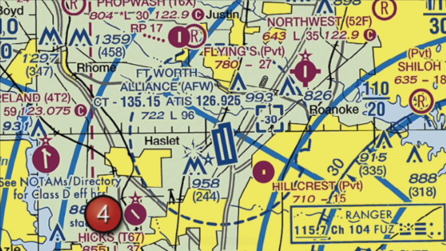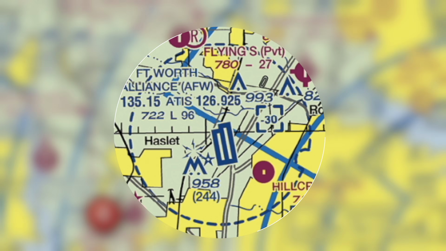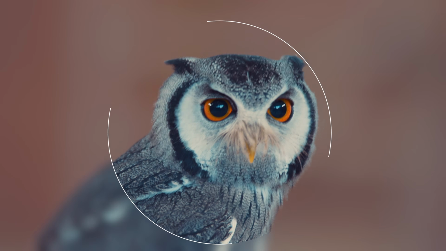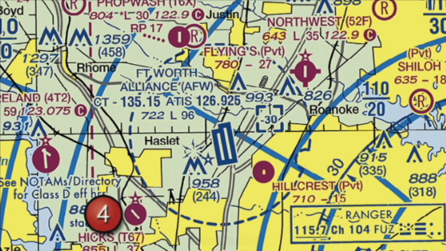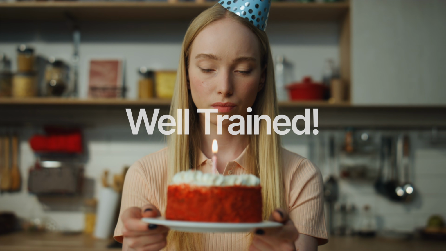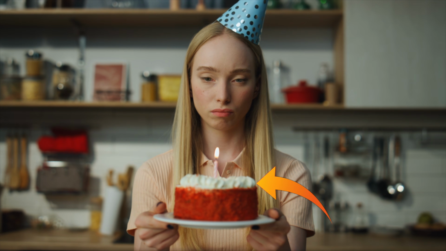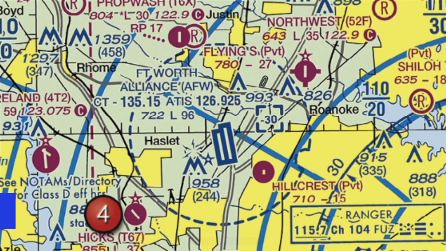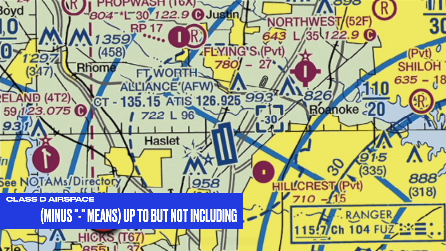For example, Figure 25, Area 4, Fort Worth Alliance, AFW Airfield, Class D airspace. What is the vertical limit or the ceiling of that airspace? Immediately, your eyes should be scanning for a number with a blue box around it. And if you're a sharp pilot, you already noticed that there is a number 30 with a minus sign in it, and there is a blue box around it indicating Class D airspace. And you've been trained well because you know that that minus sign means that you can go up to that altitude, which is 3,000 feet MSL, but you're not allowed to touch it. Up to but not including is the official terminology.